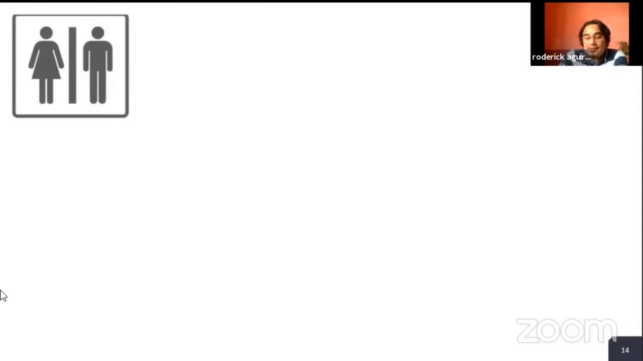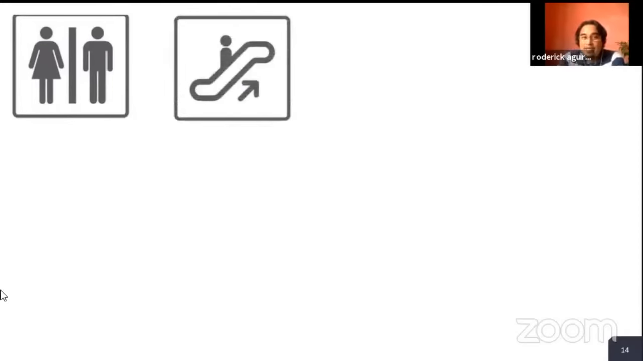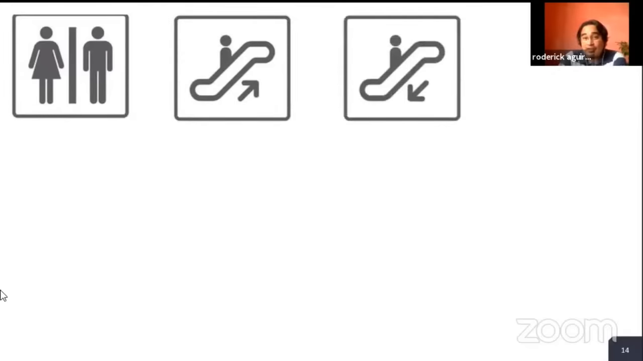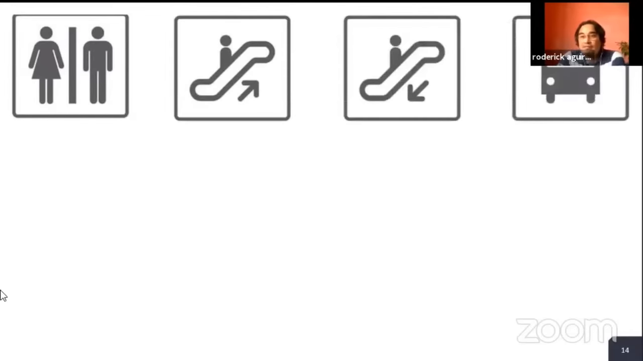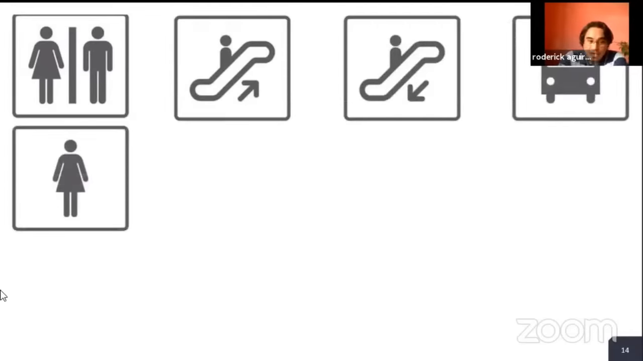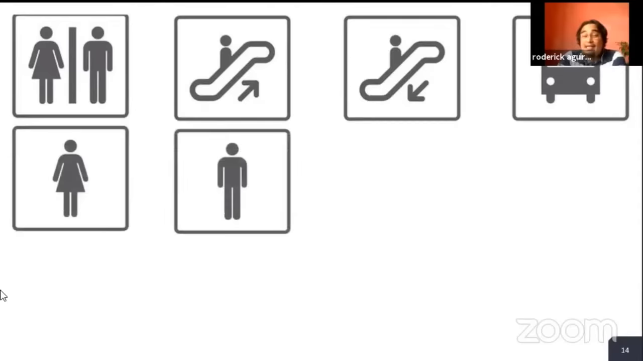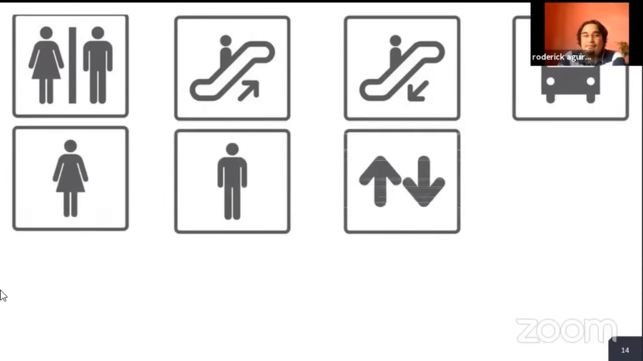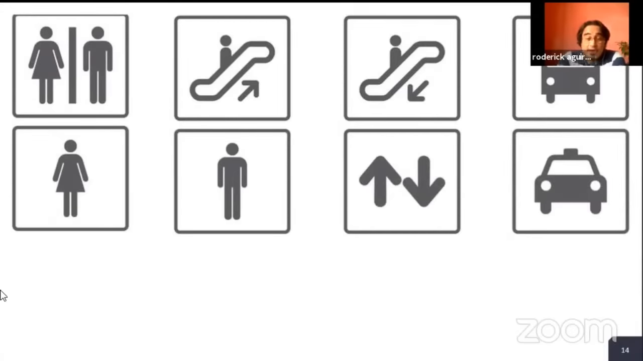What does that mean? It's a common toilet, for men and for women. What does that mean? Go up through the elevator, go down, and then we have the bus stop. We have a women's toilet and a men's toilet, they're separate now. And then we have the going up and going down arrows, and we have the taxi area.